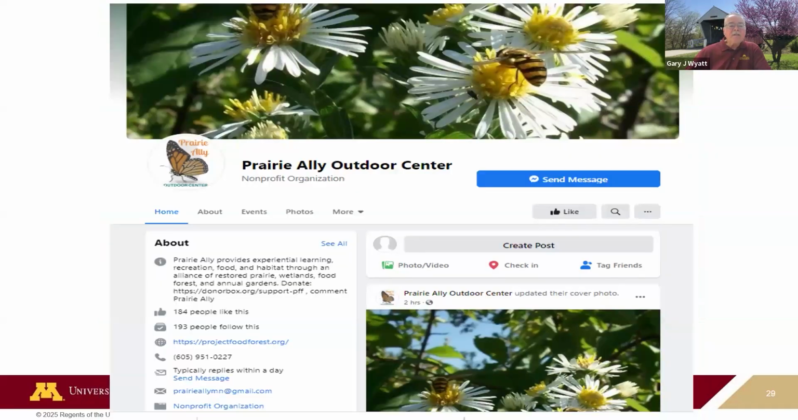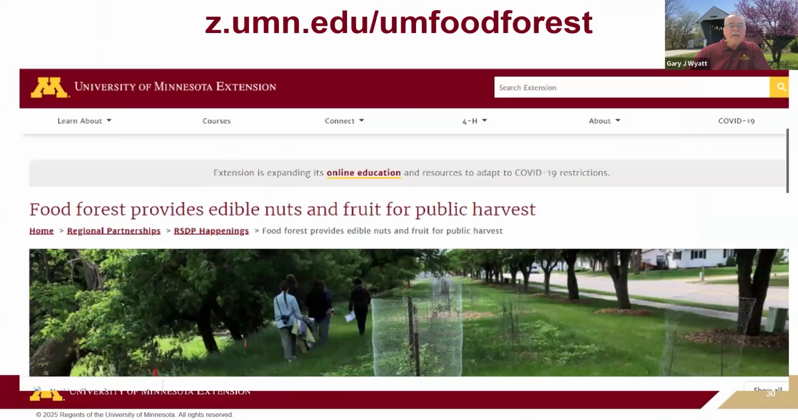Here's their website, Prairie Alley Outdoor Center. And then we do have some educational material, an article on the Z-Link on our extension website. It's basically U of M Food Forest, and it goes into this discussion. And we did have the regional partnerships help with this development and planting and some of the fees and some of the costs involved in the fencing and the plants themselves. They helped with funding that, our regional partnerships.